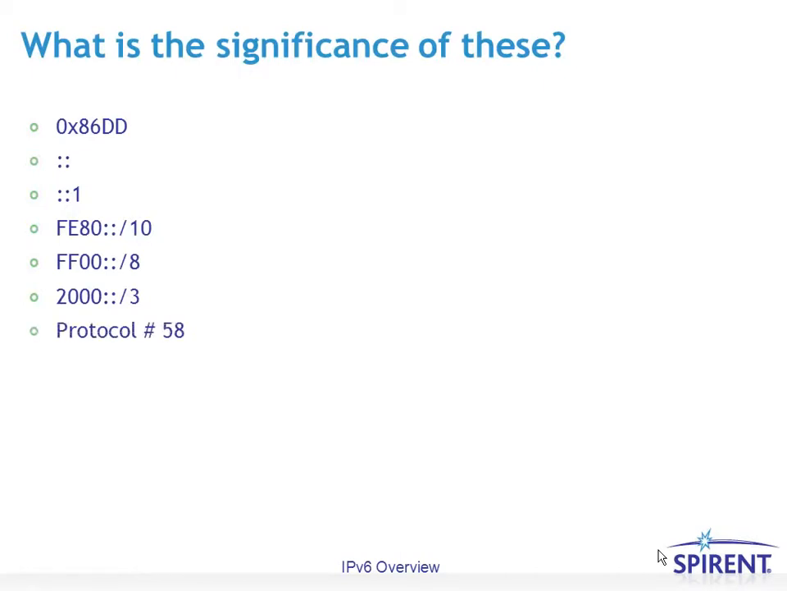Protocol number 58. That is actually the IPv6 next header value for ICMPv6. 3.4 times 10 to the 38th. IPv6 addresses have 128 bits, so 2 to the 128th is equal to a very large number. Essentially that number, 3.4 times 10 to the 38th, is the total number of IPv6 addresses available, as opposed to 4.2 billion with IPv4.